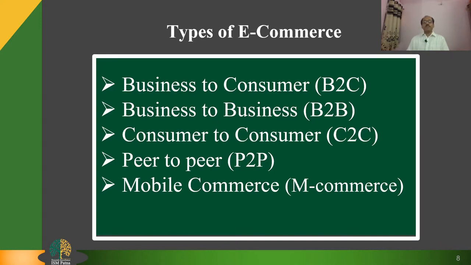B2B, that is business to business, in which businesses focus on selling to other businesses, is the largest form of e-commerce. Next one is C2C, that is consumer to consumer. It provides a way for consumers to sell to each other with the help of an online market maker such as an auction site like eBay.